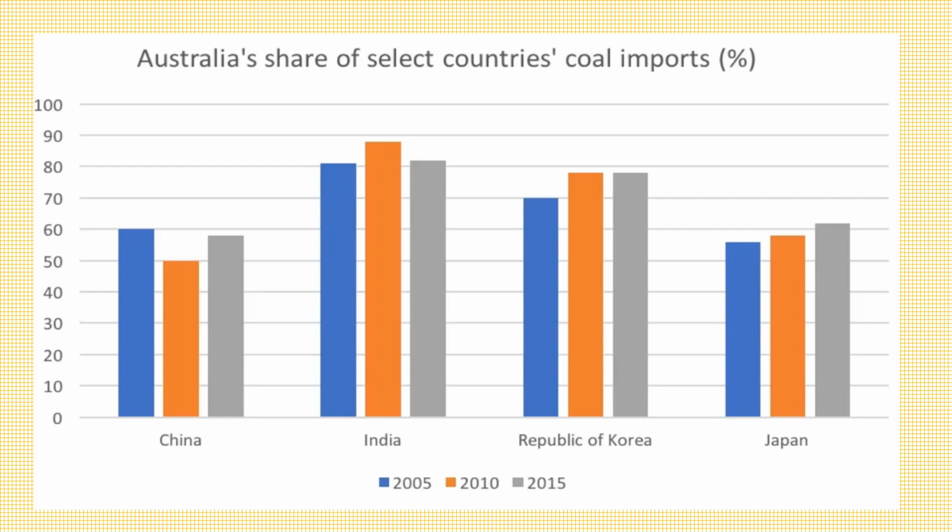88% of Indian coal was from Australia in 2010, followed by about 81% in 2015. About 50% of China's coal in 2010 was from Australia. The Republic of Korea heavily relies on Australia to supply coal. Australia provides 50% to close to 90% of these four countries' coal needs.